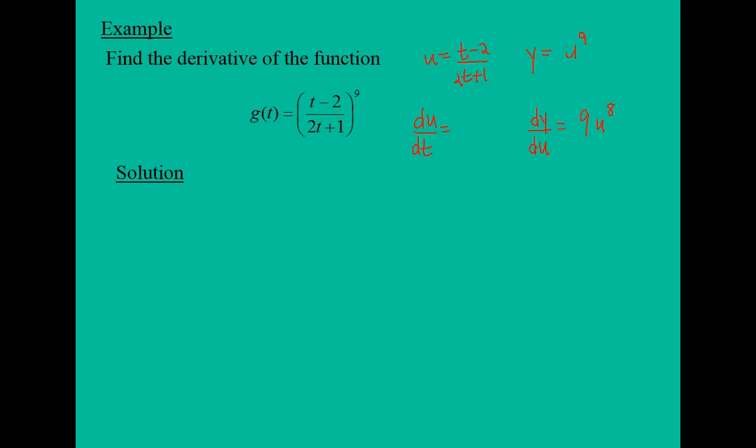So finding du dt, we said we'd use the quotient rule, so bottom times the derivative of the top, which would just be 1, minus the top times the derivative of the bottom, all over the bottom squared.